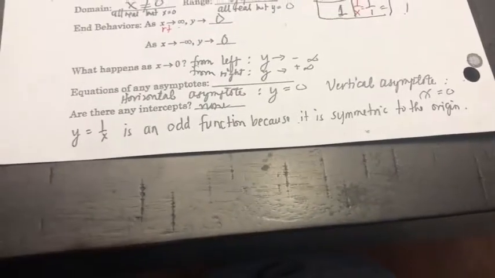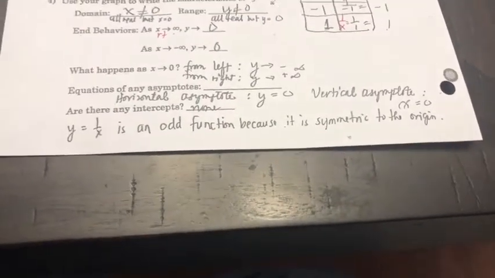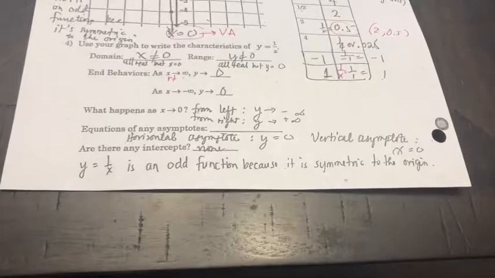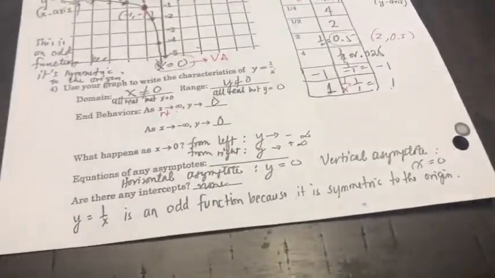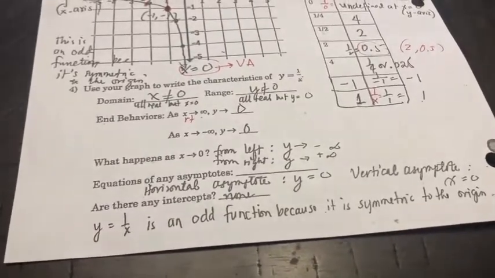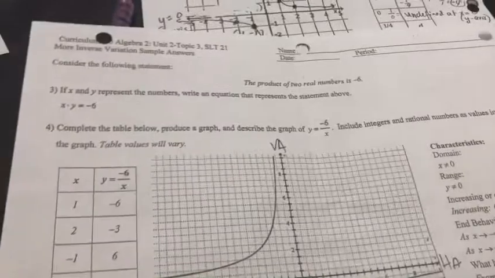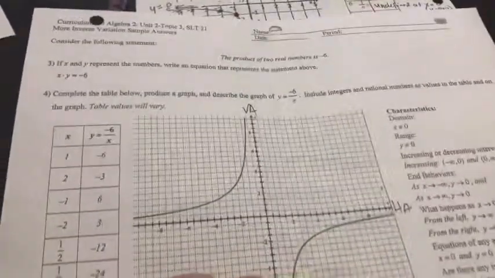So y equals 1 over x is an odd function because it's symmetric to the origin. I'm going to stop from here, and I need you to work on one practice, which is this one, and the other side is your homework.